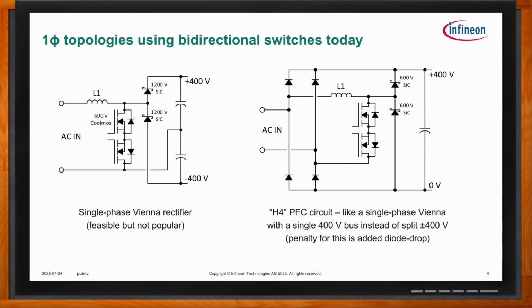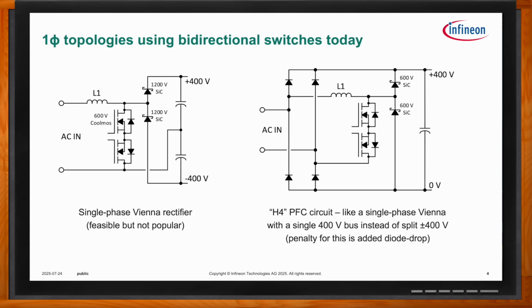On the right-hand side, there's what's called the H4 PFC circuit. It's essentially very much like the Vienna rectifier. You can see it still has L1, it still has the two transistors and the two silicon carbide Schottkys, but notice now, instead of 1200 volt, I'm at 600 volt for the silicon carbide Schottkys.